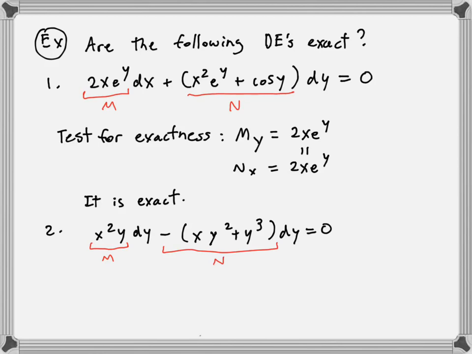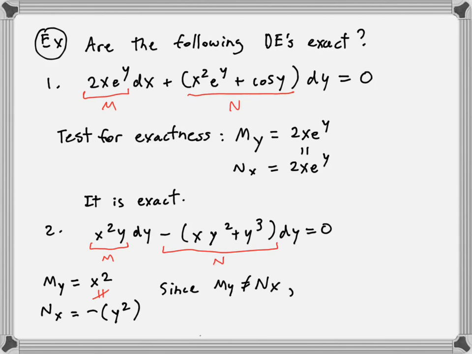Okay, so what is M y equal to? This would just be x squared, right? And what is N x equal to? Remember, we've got the negative sign there, and if we take the partial derivative with respect to x, we get negative y squared. And these two are not equal to each other. So since M y is not equal to N x, it is not exact.